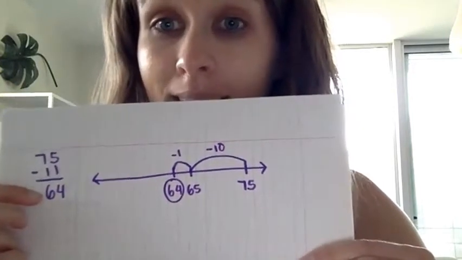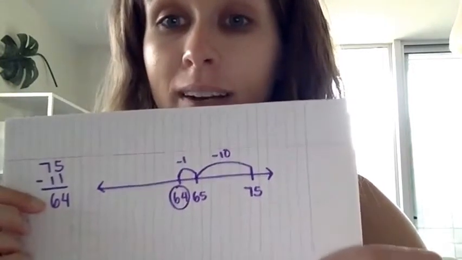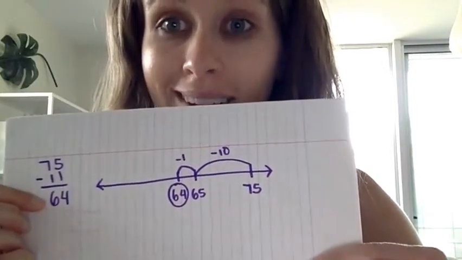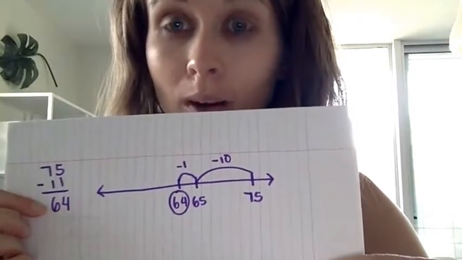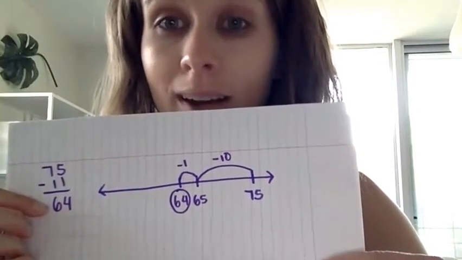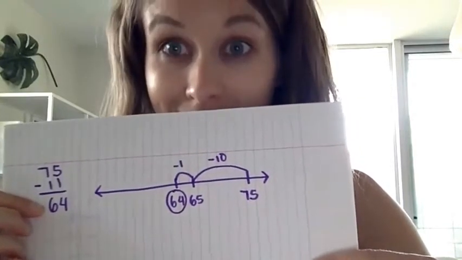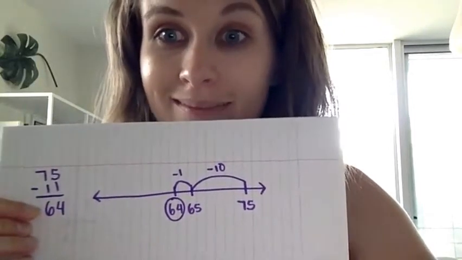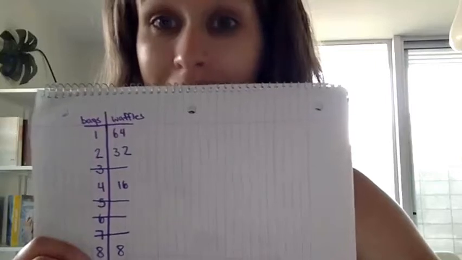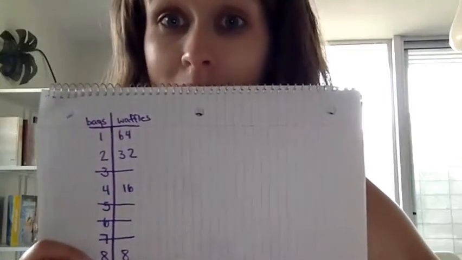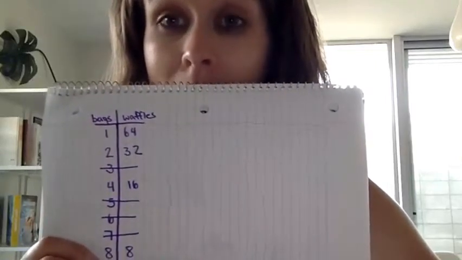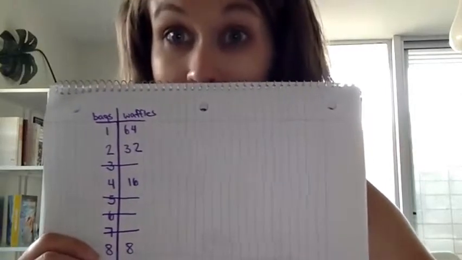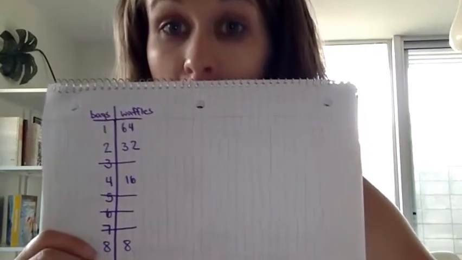Another great way to look at this is on a number line. If you start at 75 and take away 10, you'll get to 65. Then you just need to take away 1 more and you'll get to 64. So all told, I had 64 waffles that I needed to bag up into equal bags. So the last step in this problem then was to figure out, if I was to bag up these waffles in equal groups, how many bags would I need and how many waffles would go in each bag.